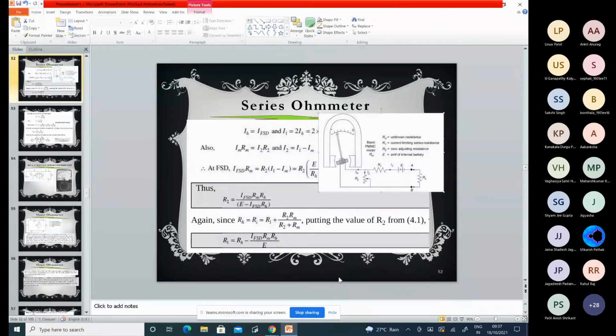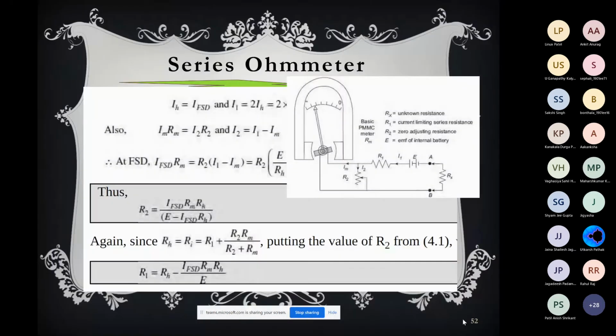I said that the internal resistance can be known by changing the unknown resistance, and when you get the full scale deflection, that will be the same as the combination of internal resistance. Now, if I ask what will be the value of R1 and R2, how do you calculate it? For that you need to know the EMF value E, which is known because you are supplying the battery from outside.